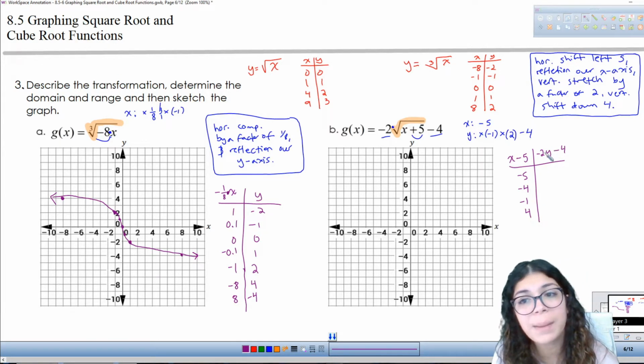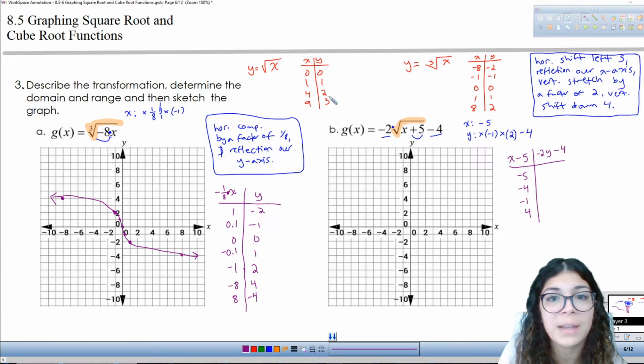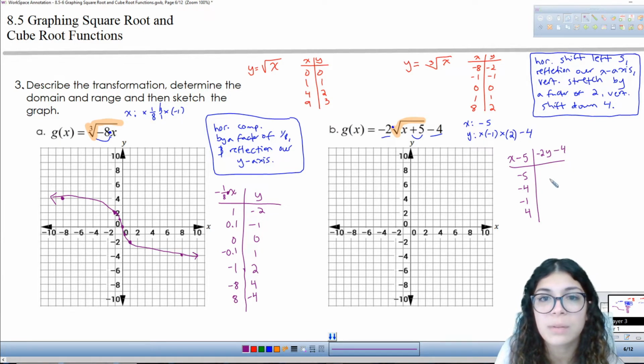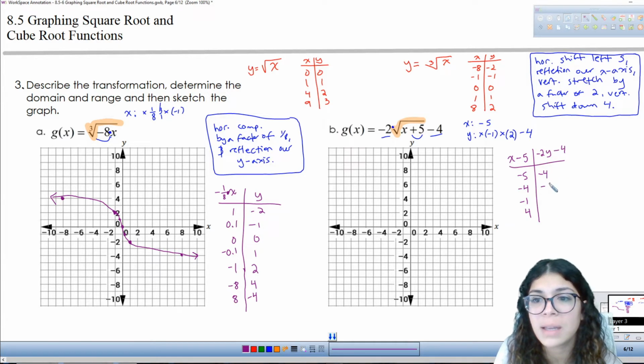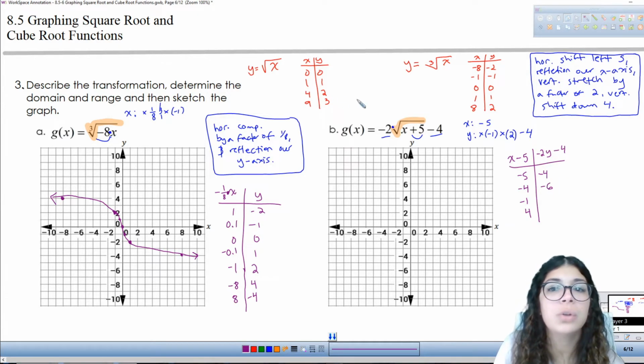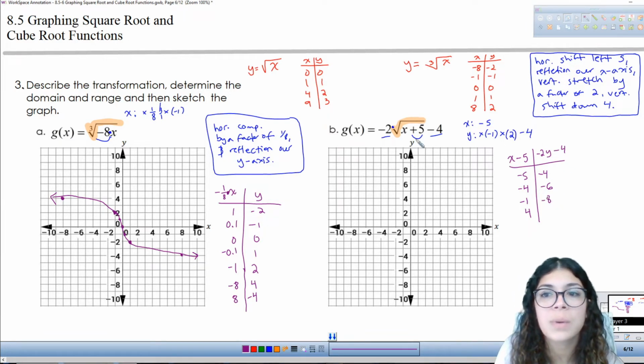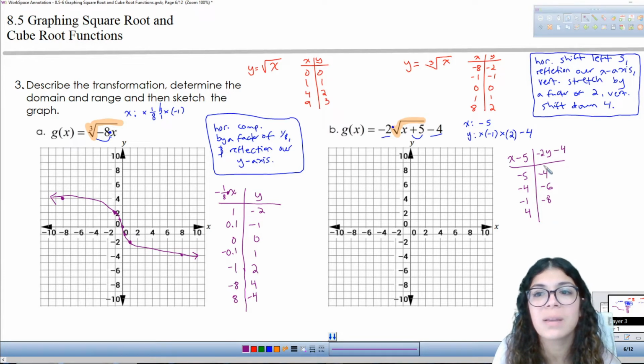Now move on to what's happening to y. Each of these y values, we'll go ahead and multiply by -2 and then subtract 4. 0 times -2 is 0. Minus 4 is -4. 1 times -2 is -2. Minus 4 is -6. 2 times -2 is -4. Minus 4 is -8. And then last, 3 times -2 is -6. -6 minus 4 is -10.